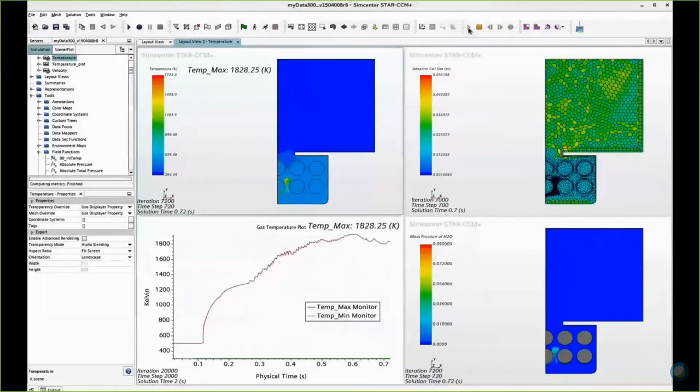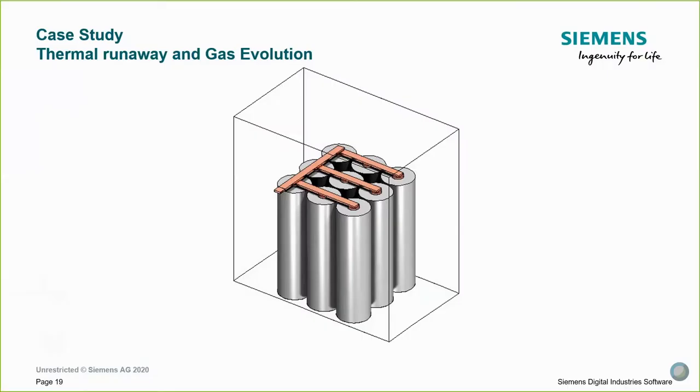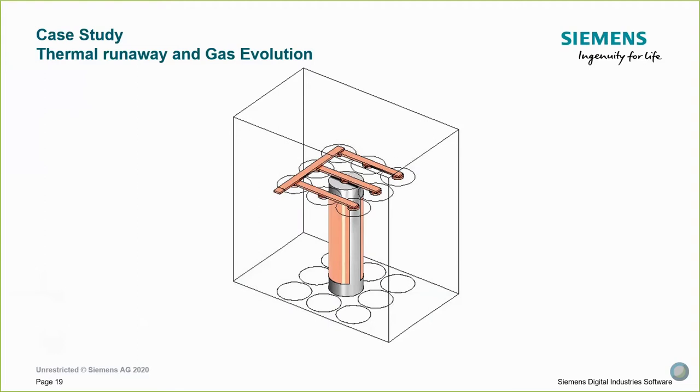And once I do that, I could then see how much gas temperature affects. So I could turn it on at 0.1 and see how that would result in a higher temperature evolution based on the flame that I have.